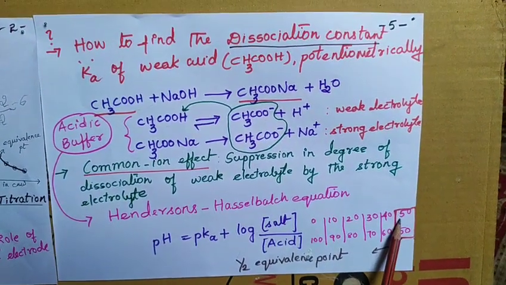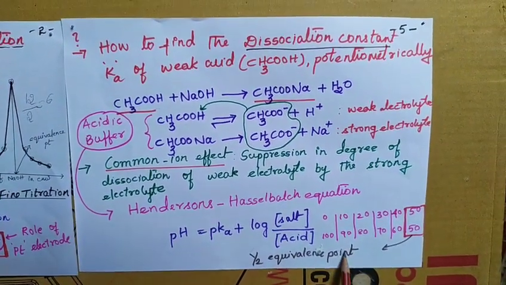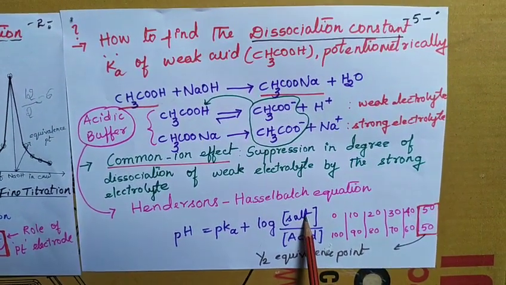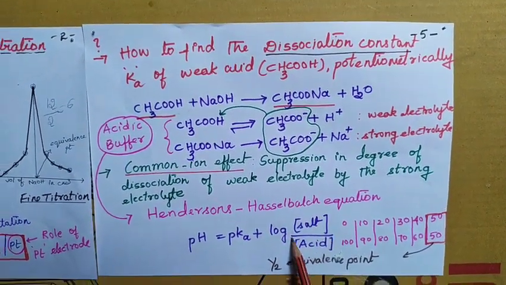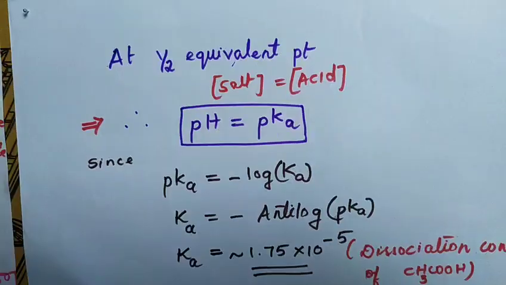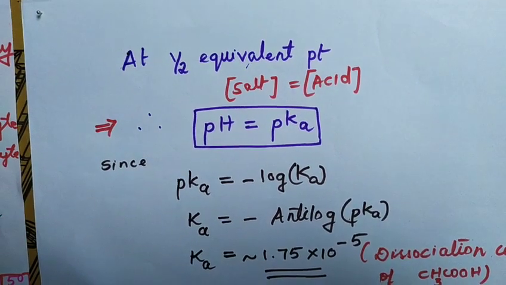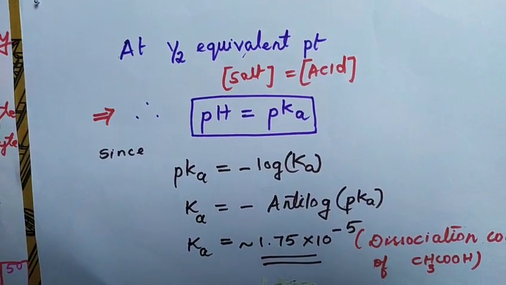That means the concentration of acid is equal to salt. And this point is known as half equivalent point. When concentration of salt is equal to acid, the log term will become log 1, so log 1 is equal to 0 and pH will become equal to pKa. Since at half equivalent point salt concentration is exactly equal to acid, pH will become equal to pKa.